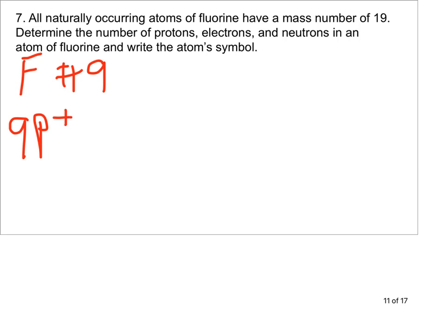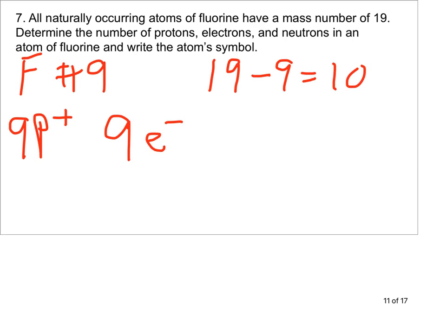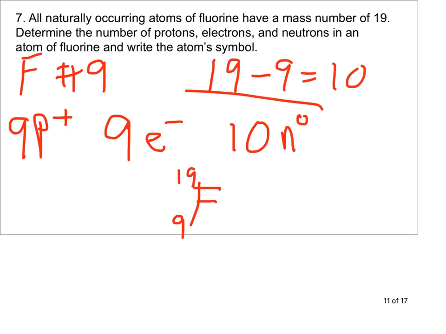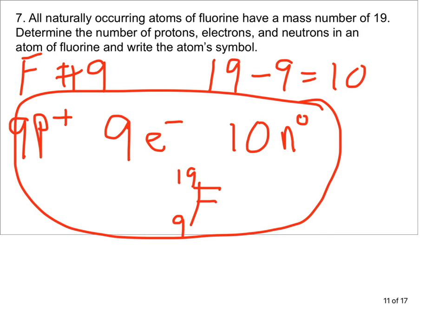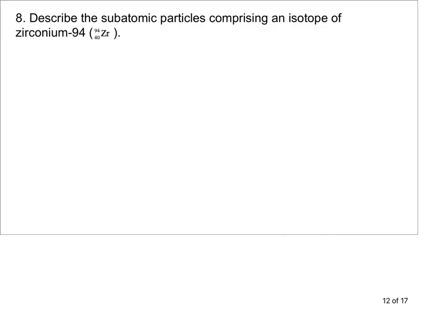9 protons, has 9 electrons, and then if its mass number is 19, and we do a 19 minus a 9, we get 10, mass number minus atomic number, so it has 10 neutrons. And then its symbol for this is, we write the mass number up here, and your atomic number down here. Lots of stuff on that problem.